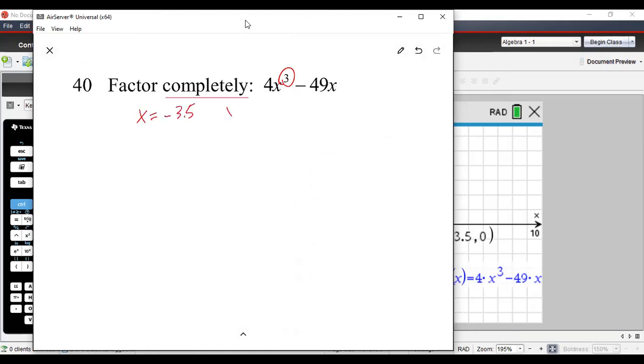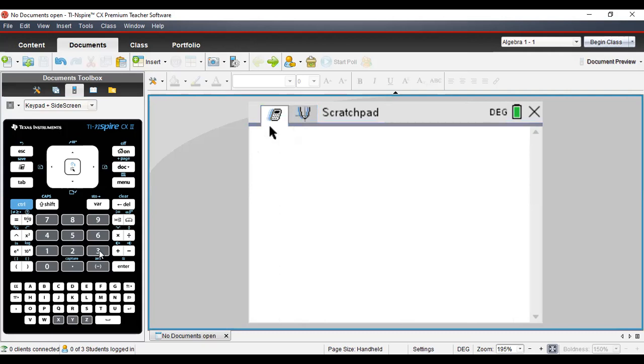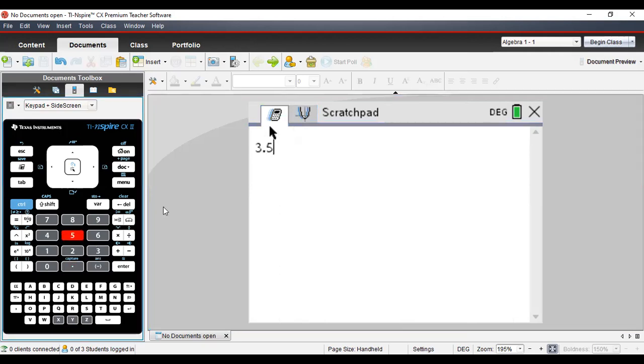I have a 0 at x equals 0, and I have a 0 at x equals 3.5, a positive 3.5. Now, one of the things I said is that I need to make these into fractions, and I'm going to show you why. So let me go here and take 3.5 and convert it into a fraction. So I go menu 22. And that means it's going to be 7/2.